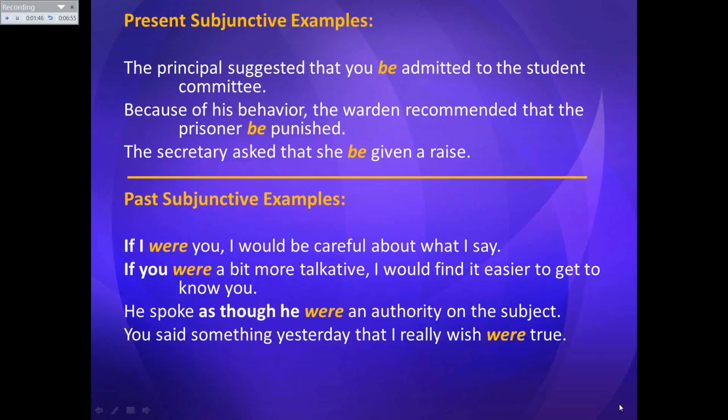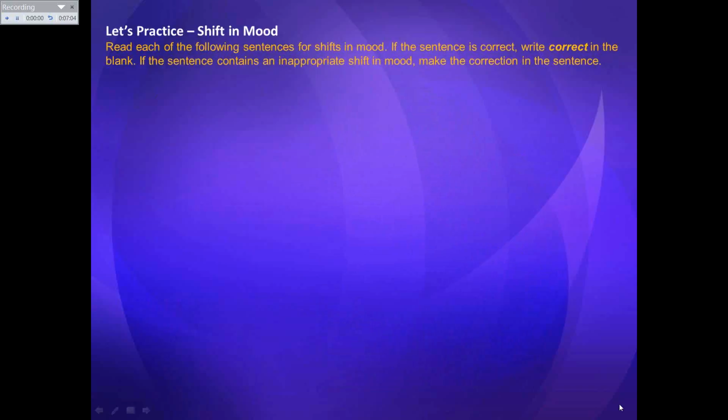You said something yesterday that I really wish were true. Frankly, I wish Miss Brown were my teacher this year. All right, we're going to practice this. So you may need to print your page a couple of times because this is going to be new and it's going to be what I would just call counterintuitive.